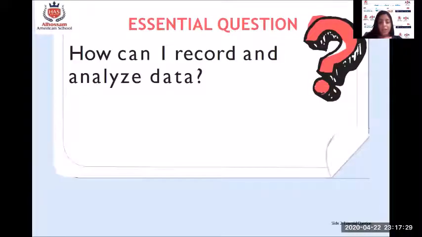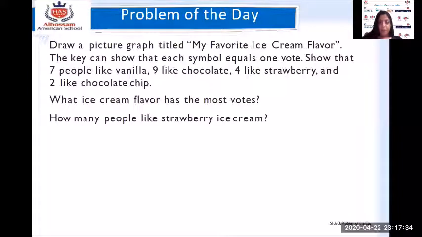How can I record and analyze data? This is the essential question. Problem of the day. It's going to be solved by Ranjuna Gamal. Draw a picture graph titled My Favorite Ice Cream Flavor. The key can show that each symbol equals one vote. The key, which I showed to you before, tells you very important information. Each symbol equals one vote.